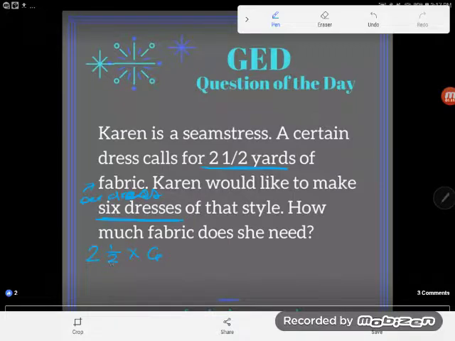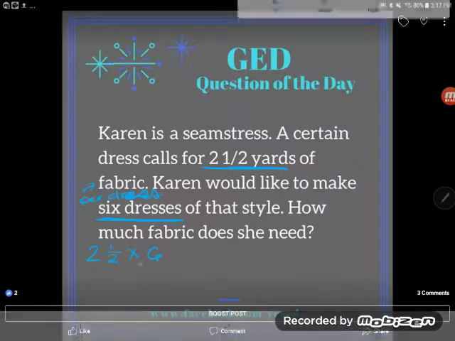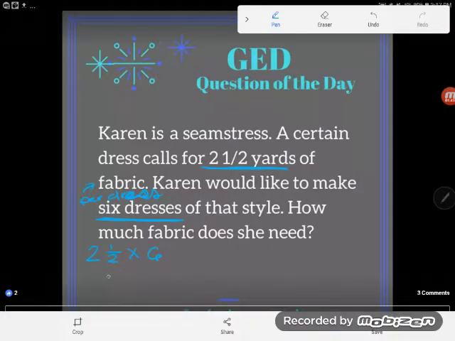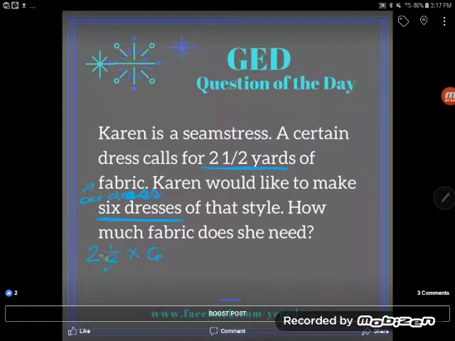If I were going to do that, a lot of you know I do not like to multiply with mixed numbers because it's more work, since I have 2 numbers here, a 2 and a half, and I would have to multiply with both of them. So what I would probably do is convert this into an improper fraction. 2 times 2 plus 1 is 5, 5 over 2. Then I would multiply that by 6. I can throw the 6 over 1, cross reduce, and multiply straight across. And I get 15 yards.